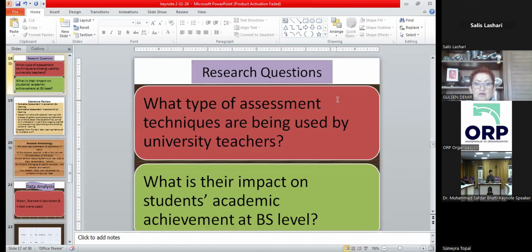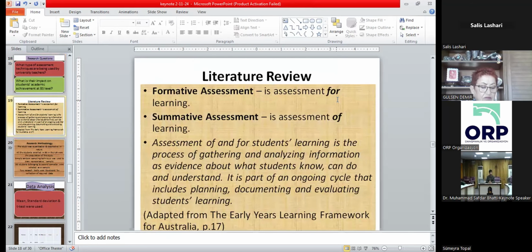And my research questions were: what type of assessment techniques are being used by university teachers, and what is their impact on students' academic achievements at BS level? Formative assessment is assessment for learning, while summative assessment is assessment of learning.